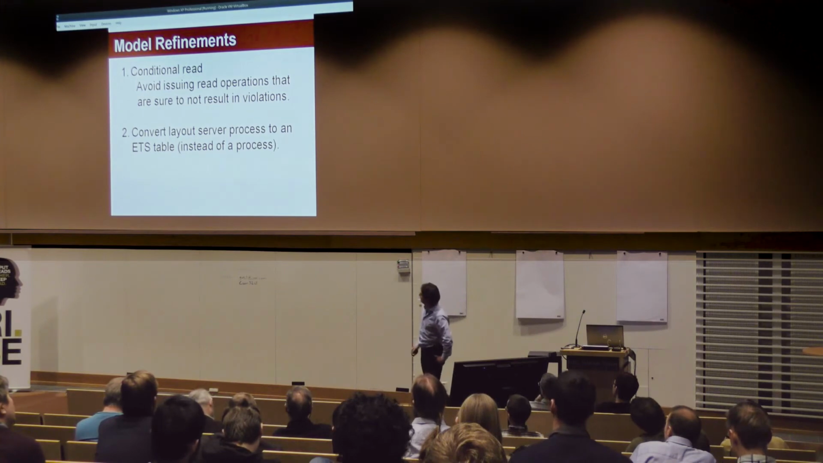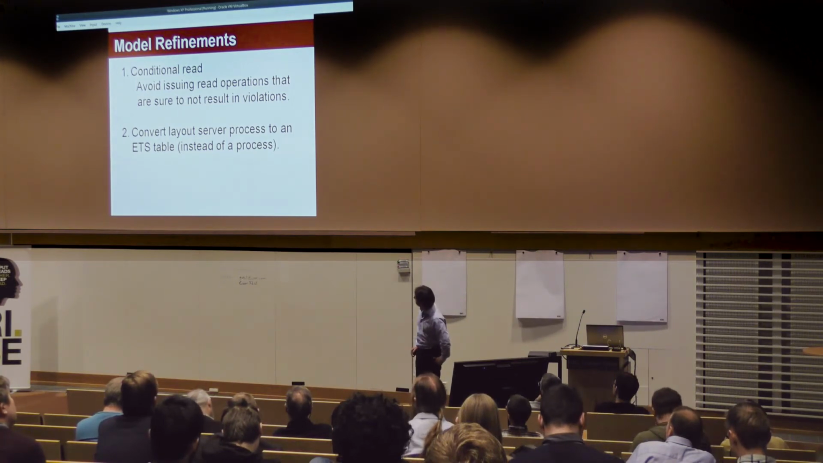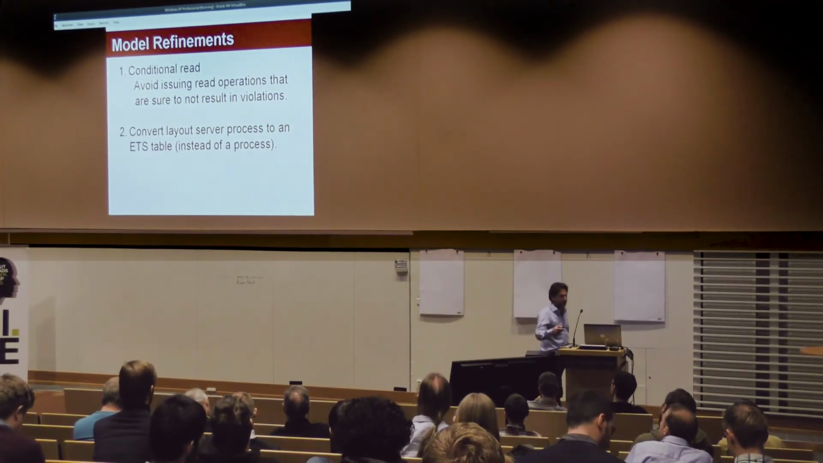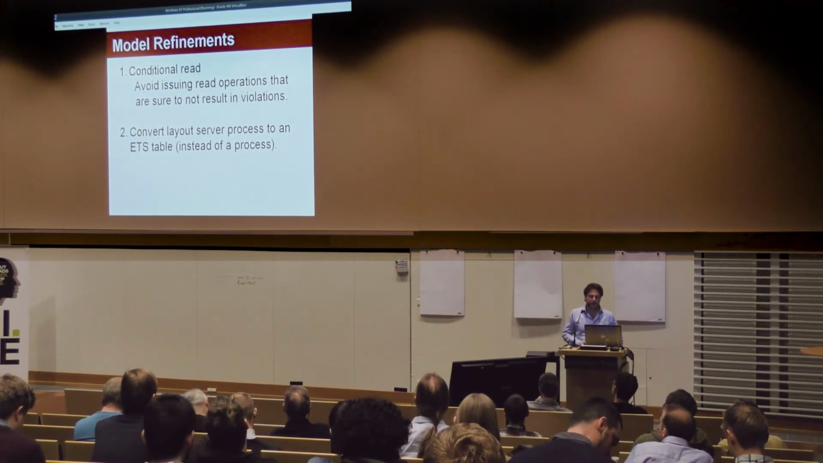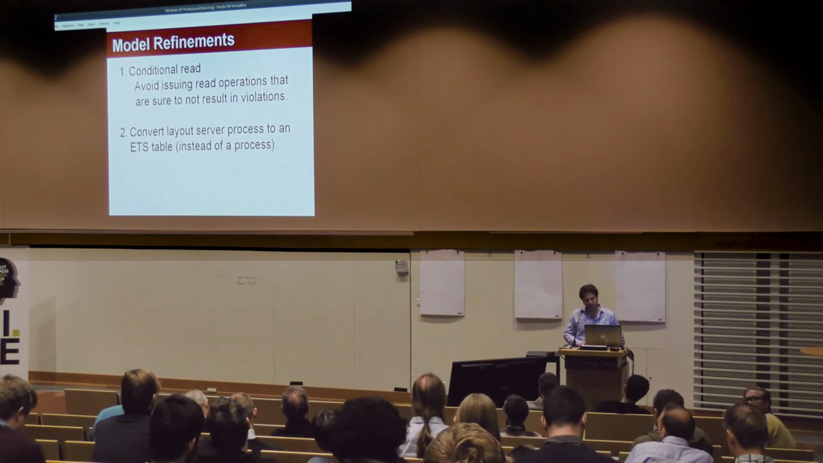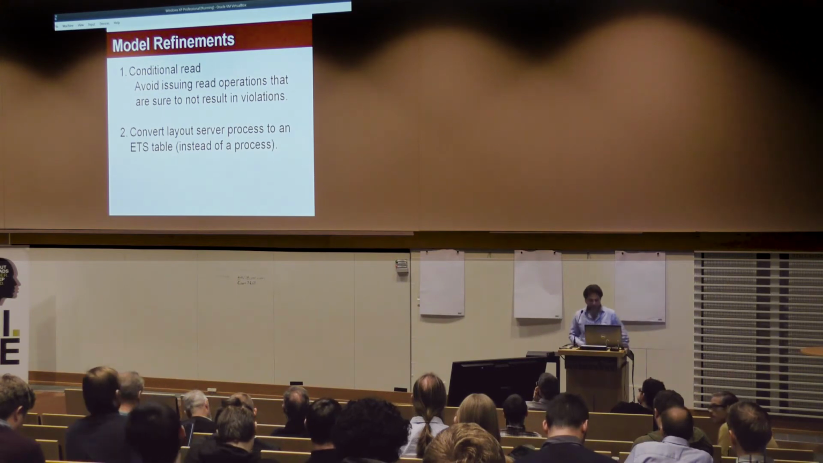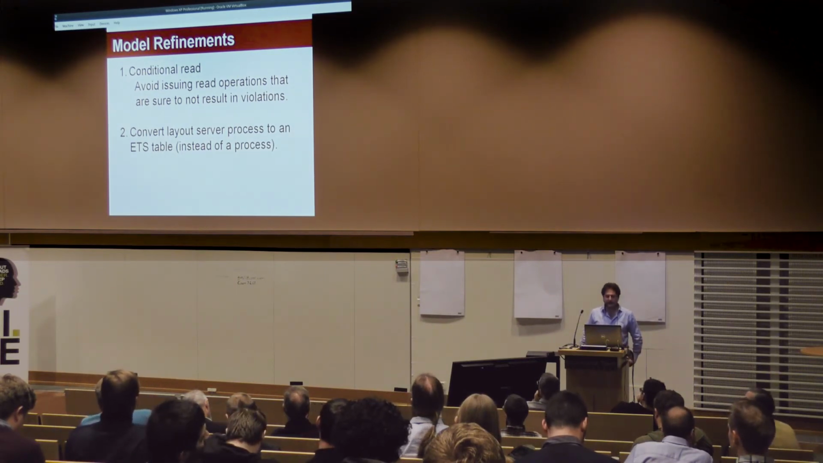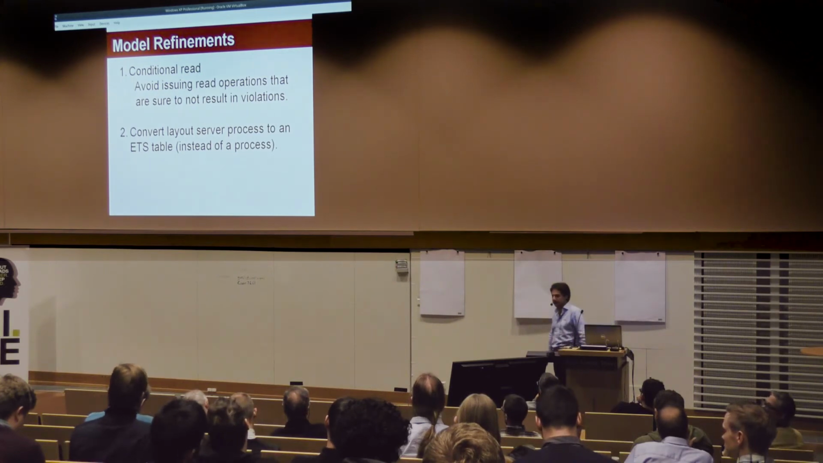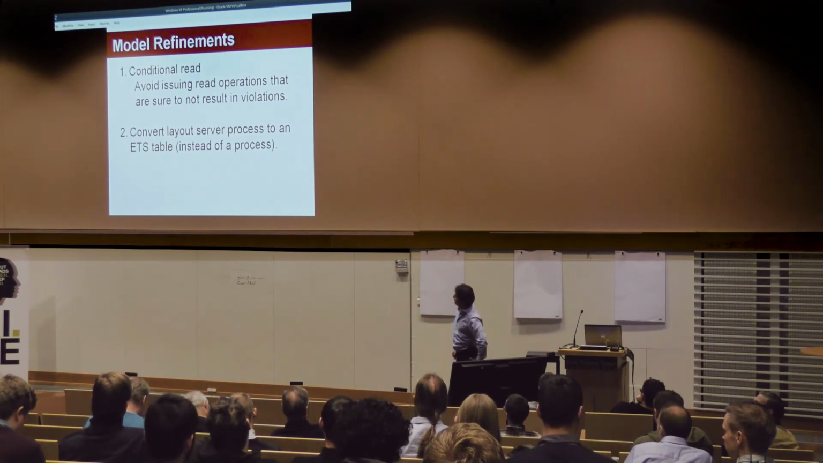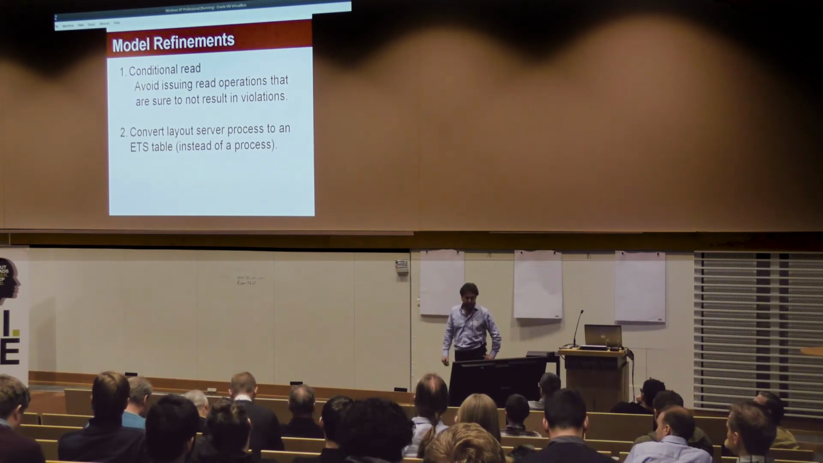So we did two changes in the model. One is to do a conditional write, conditional read, so we don't have to read the two values if they cannot result in violation. So for example, if nothing has been written there, you don't have to do all the two reads, just an example. And we also converted the layout process to a net table. This is for technical reasons, you have to do that sort of thing. I will not explain right now why. But you have to change the model a bit.